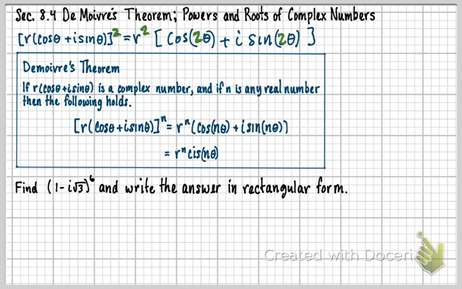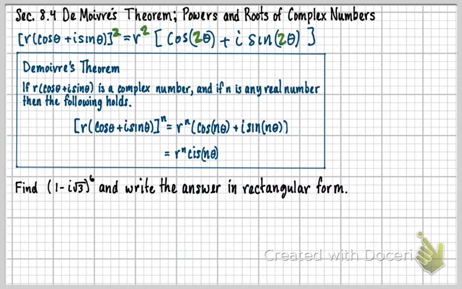So now this problem says find (1 plus i square root of 3) to the 6th power and write the answer in rectangular form. So now if I had to write this out six times and actually multiply it out, that would take me forever.